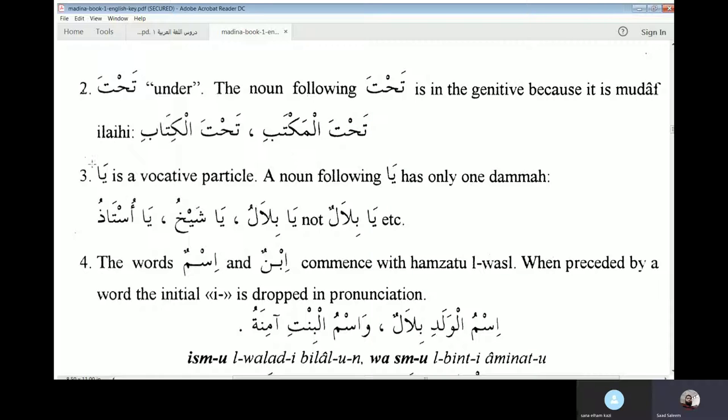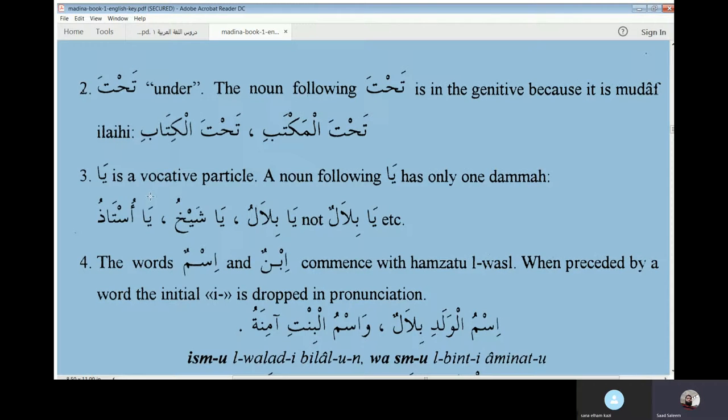Okay, Mr. Mujaddid. Ya is a vocative particle. A noun following ya has only one dhamma. For example, Ya Ustadu, Ya Shaykhu, Ya Bilalu, but not Ya Bilalun, Ya Shaykhun, Ya Ustadun. Yesterday we learned that we use tanween with masculine names Bilalun, Shaykhun, Ustadun, Aliyun, Muhammadun, but today we are learning that when a masculine noun is preceded by ya, we don't use tanween, we use dhamma. Next.